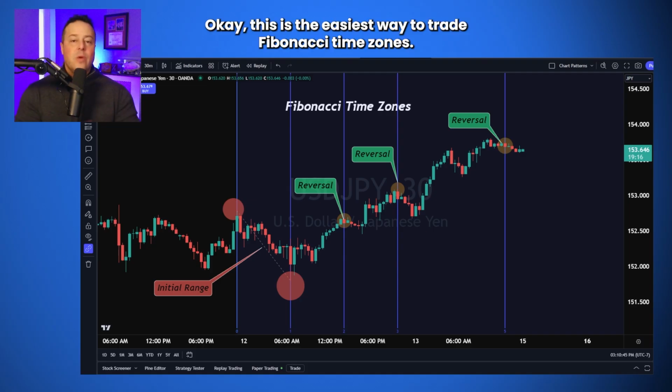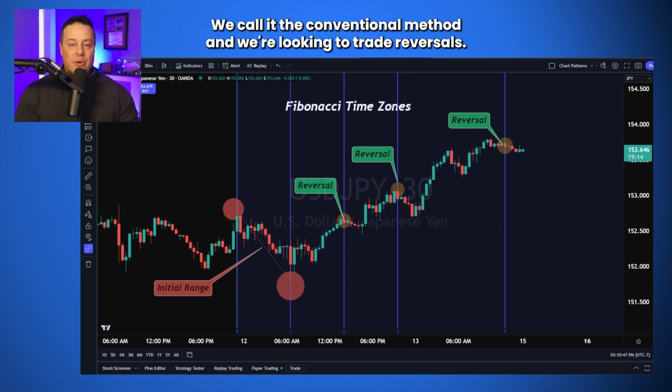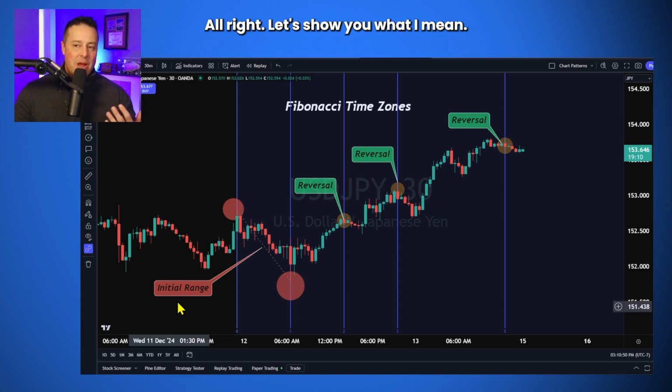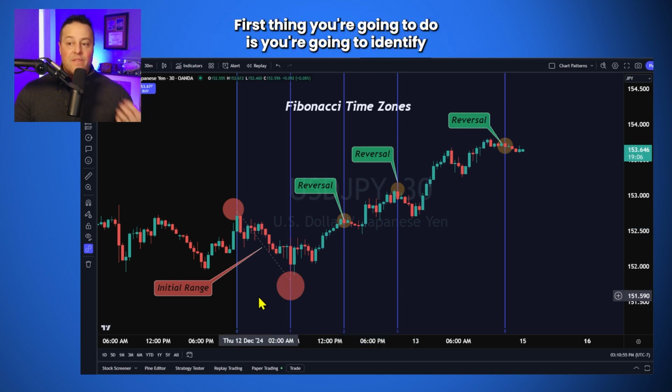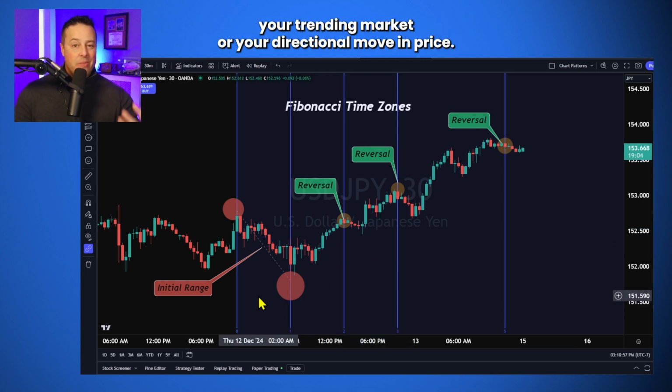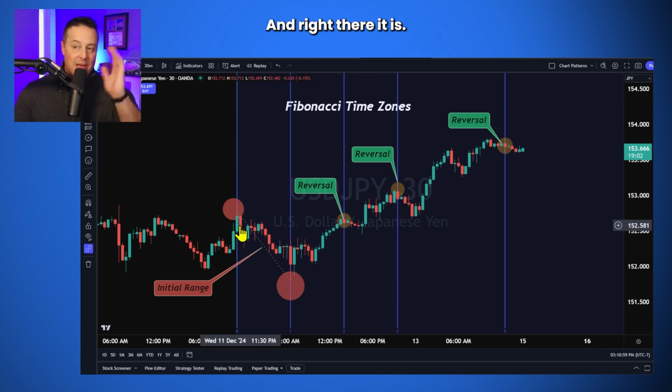Okay, this is the easiest way to trade Fibonacci time zones. We call it the conventional method, and we're looking to trade reversals. All right, let's show you what I mean. This is a good looking diagram right here, dollar-yen 30-minute chart. First thing you're going to do is identify your trending market or your directional move in price, and right there it is.